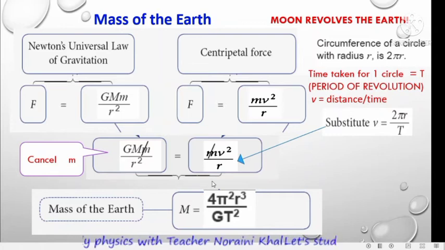From this formula, what we do is substitute v with 2 pi r divided by T. Just substitute here, 2 pi r divided by T. Then you do some cancellation and simplify to produce the mass of the Earth, M, as 4 pi squared r cubed divided by G T squared. So using this formula, we can calculate the mass of the Earth.